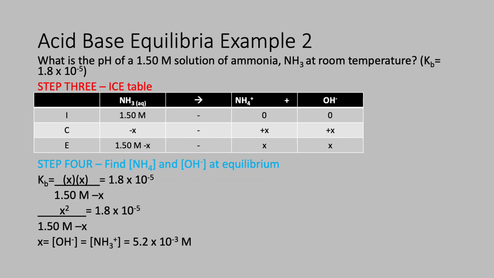Then again, we just do our Kb, we fill in our X's, and then we can simplify that to be X squared over 1.5 minus X equals 1.8 times 10 to the negative 5. And then when you solve that, X will be equal to OH, and it'll equal NH4, and that equals 5.2 times 10 to the negative 3 moles.